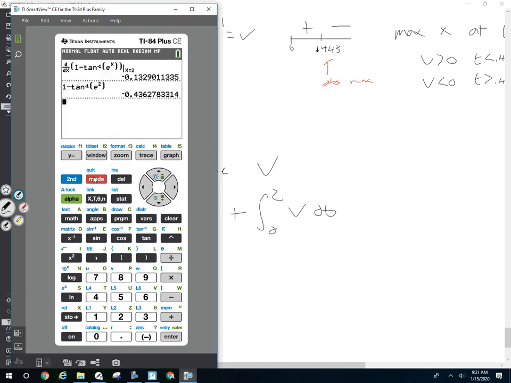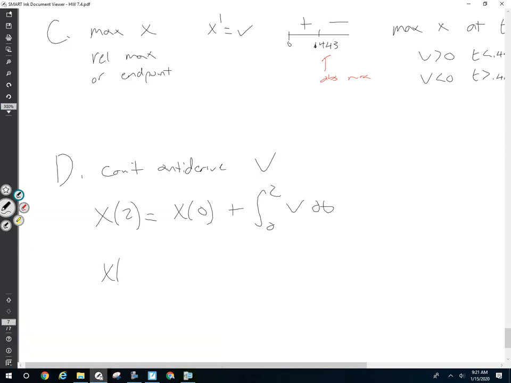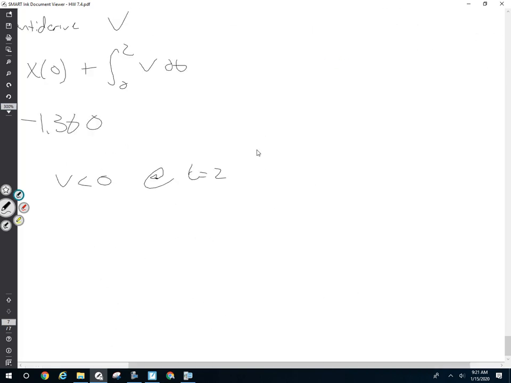So I have negative 1 plus integral from 0 to 2 of my velocity, 1 minus tan inverse e to the x. My position is negative 1.360. So since position is negative and velocity is negative at t equals 2, the particle is moving away from the origin.